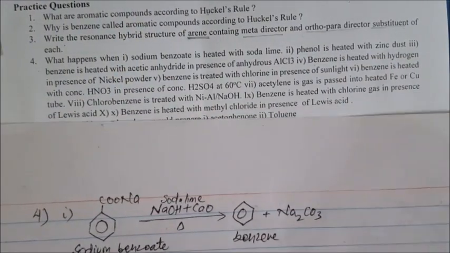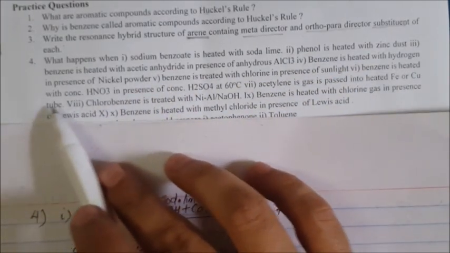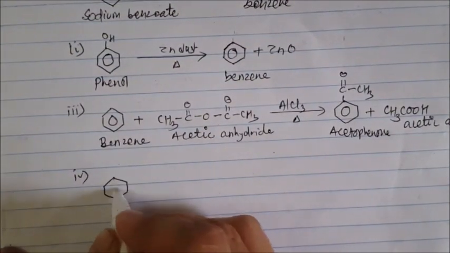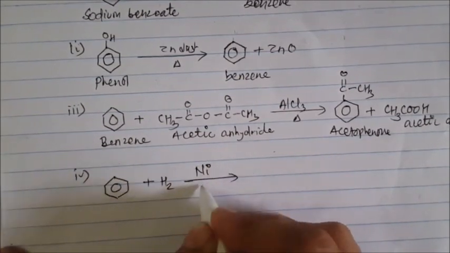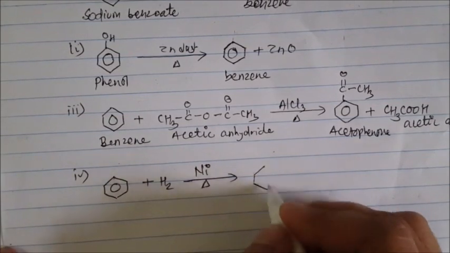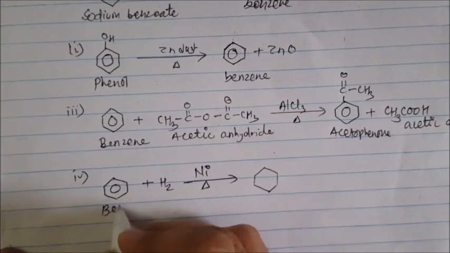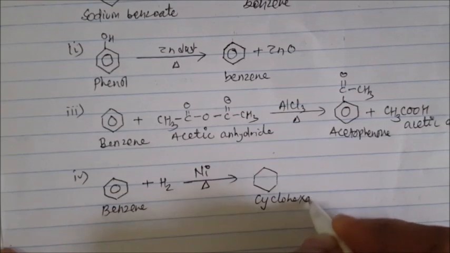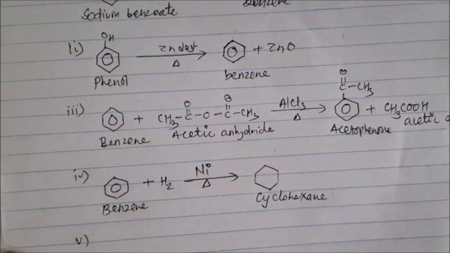The next question is: benzene is heated with hydrogen in the presence of nickel powder. So that means this is a reduction reaction. When benzene is heated with hydrogen in the presence of nickel powder, then cyclohexane is formed. This is benzene, this is cyclohexane.